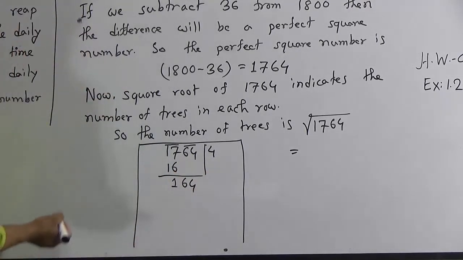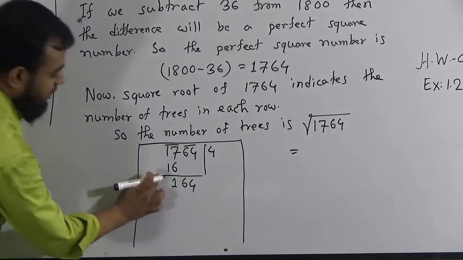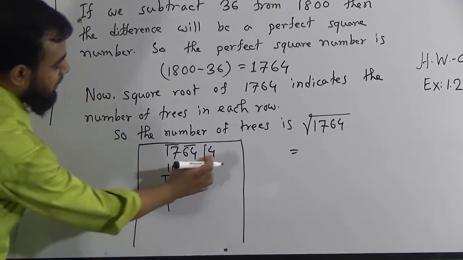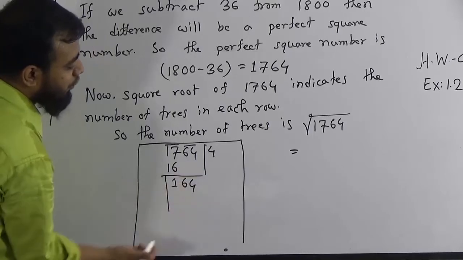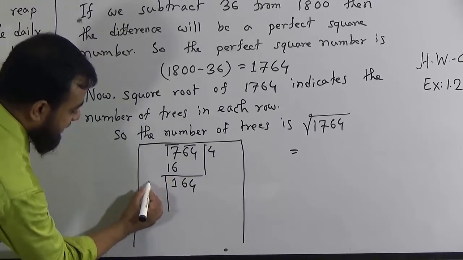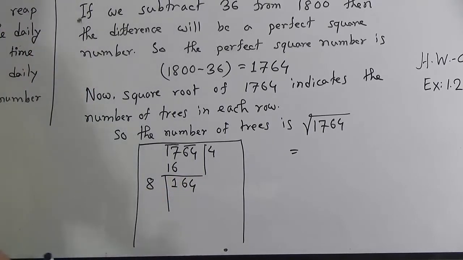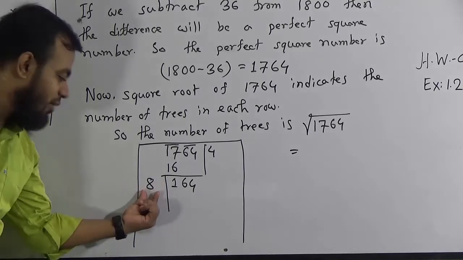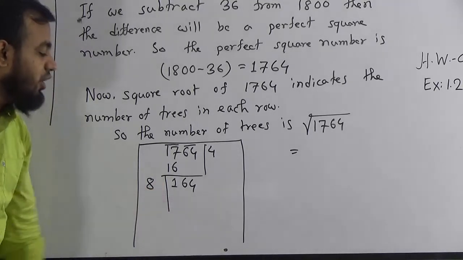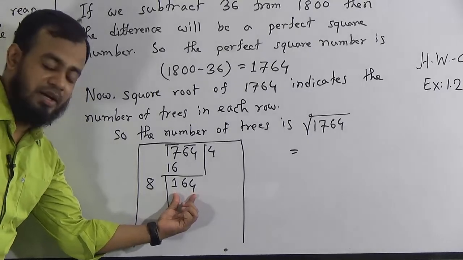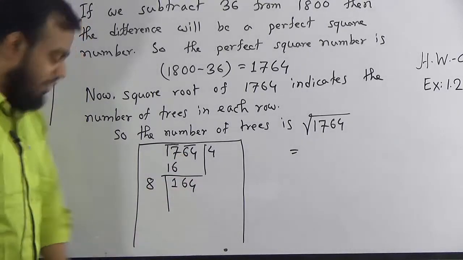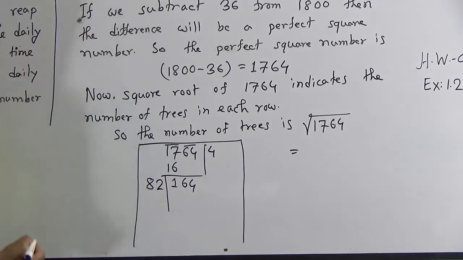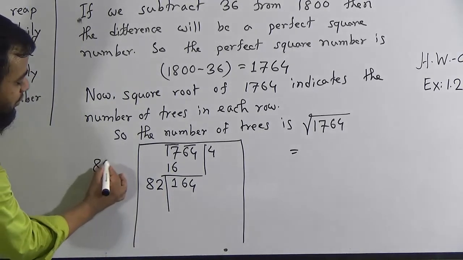We will write down the right side of 1. And we will give a horizontal line. And in the left side of this line, we will write down the double of 4. The double of 4 is 4 multiplied by 2. That is 8. Now if we put a number here in the right side of 8 and multiply the whole number by this number, then we need to find out the whole number 164 because it's a perfect square number. If we put 2 in the right side of 8, it will make 82.